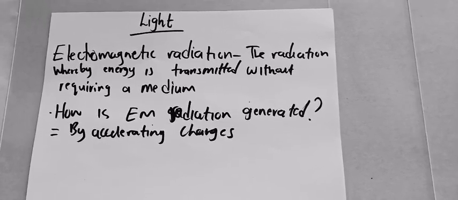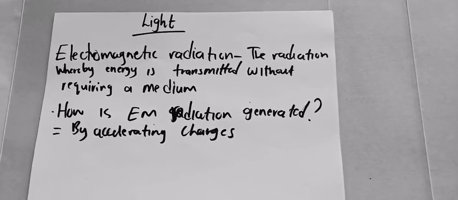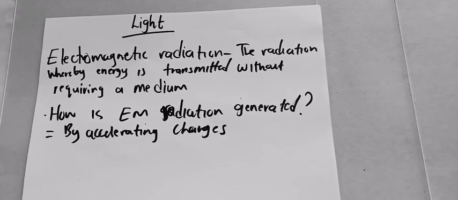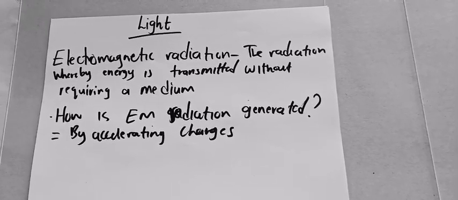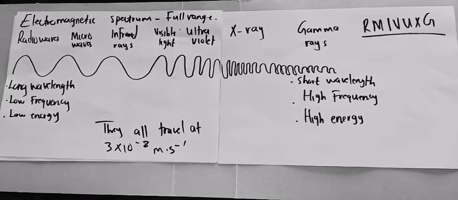EM radiation is generated by accelerating charges. It is very important for you to know that. Bear it in mind, you will be asked that question. Now we have the electromagnetic spectrum, which is the full range.